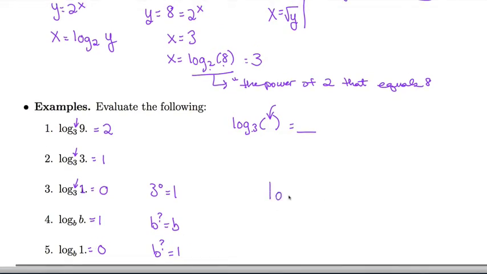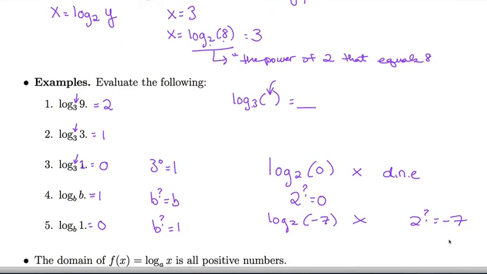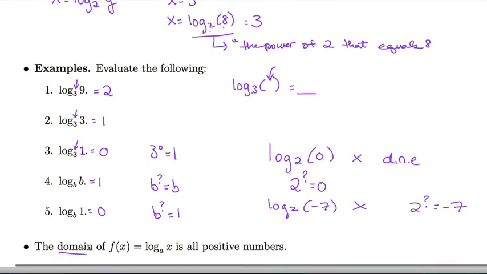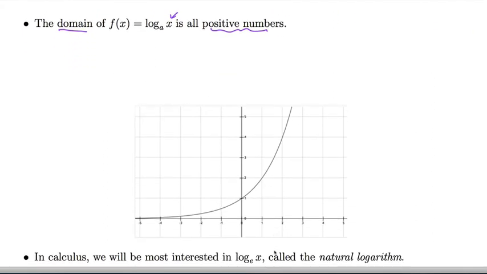Would it make any sense for me to write log base 2 of 0? That's like asking you what power of 2 equals 0. And there is no power of 2. That does not exist. It's undefined. Likewise, log base 2 of a negative number doesn't make any sense. You can't have 2 to the something equals a negative number. So what we're saying here is that the domain, stuff you're allowed to put in this function, is all positive numbers. Let's use that fact to make a table of values and draw the graph of log base 2.